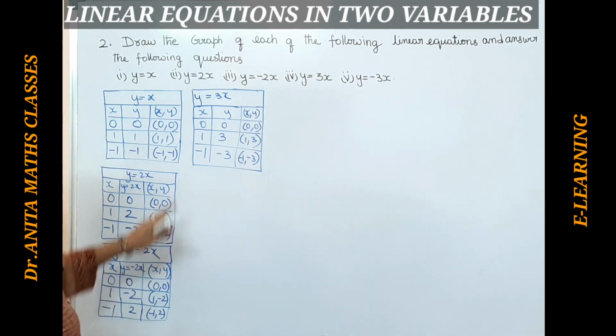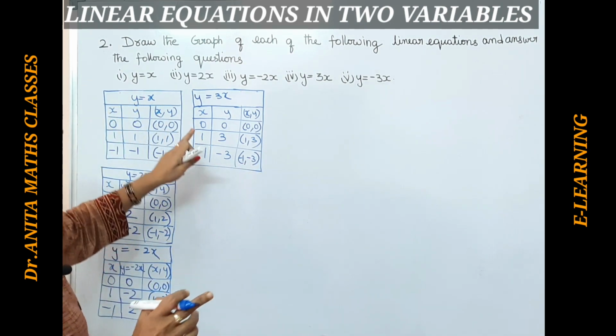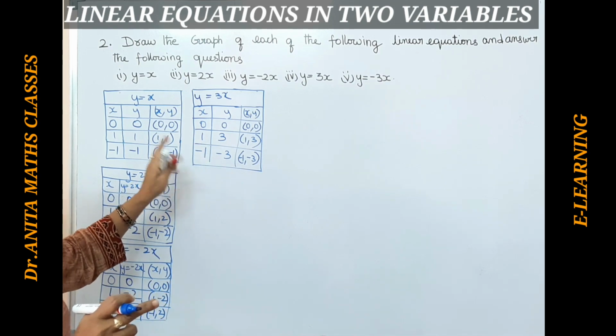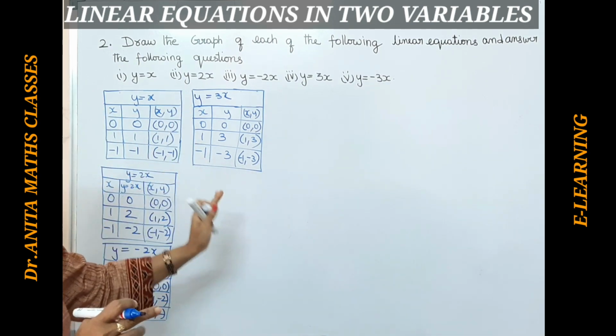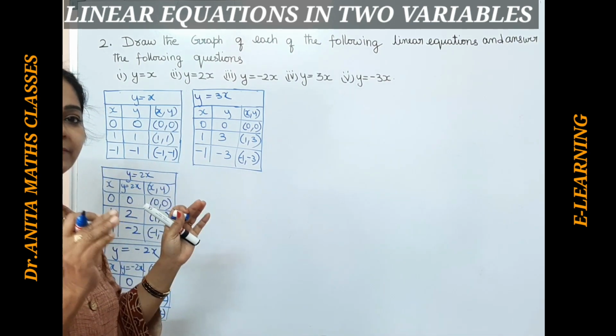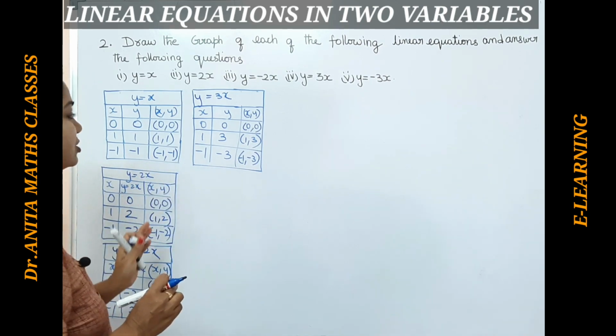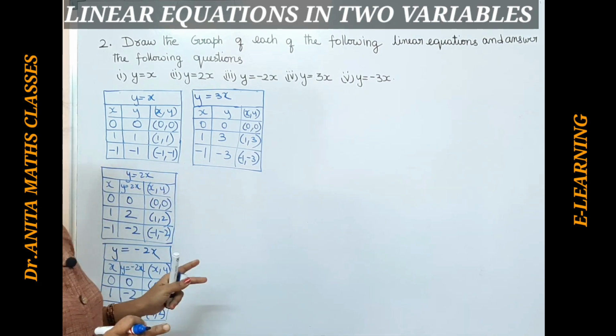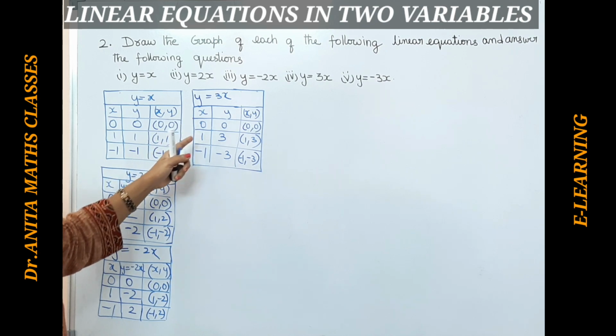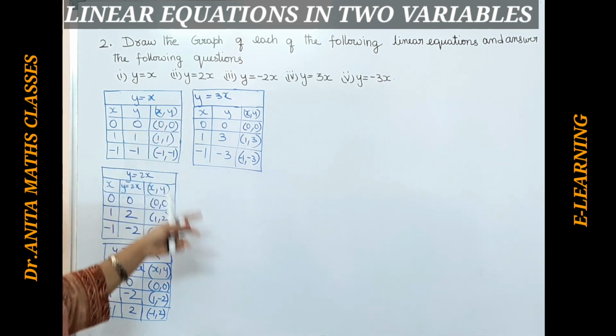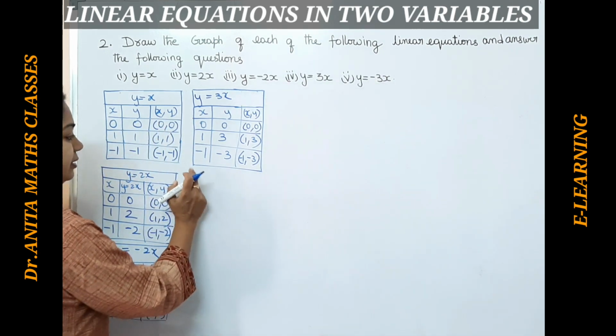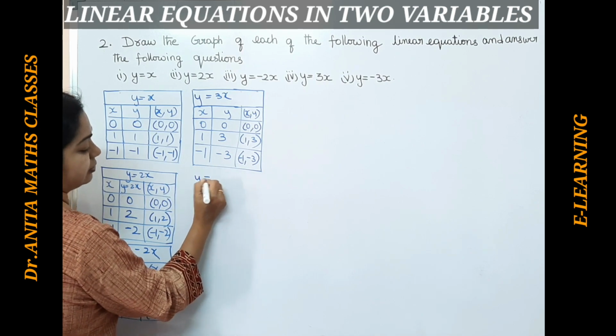Here there is no hard and fast rule to take only 0, minus 1, and 1 as values of x. You can take any values, possibly simpler values, and also one negative value and one positive value. Here I have taken 0, 1, minus 1. You can take 2, minus 2, any values you can take. Okay. So y equal to minus 3x.